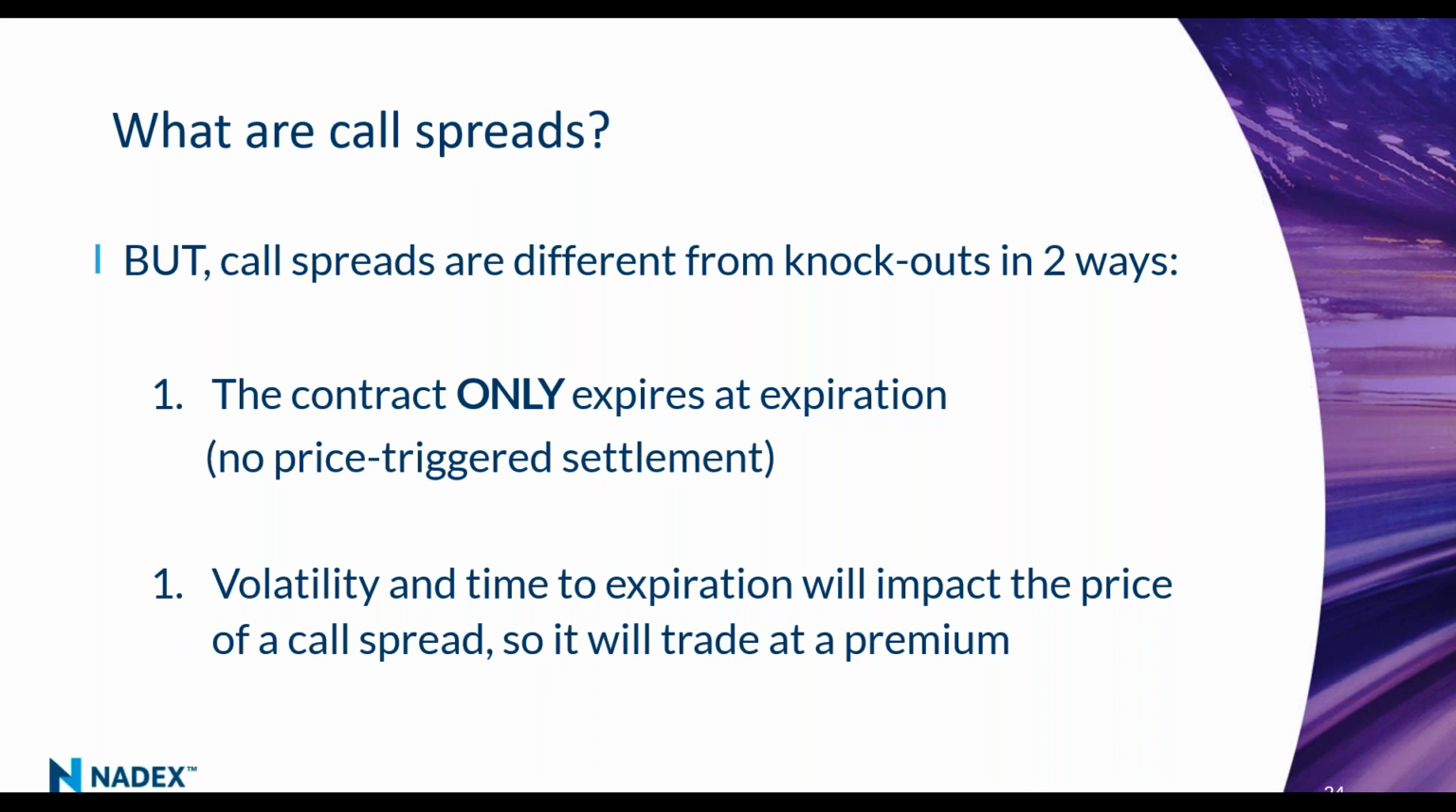So when you trade a knockout, it is a Delta 1 product. It is going to move directly in line with the underlying. The price of a call spread will be impacted by volatility as well as time to expiration. In a very low volatile environment, very close to expiration, a knockout and a call spread will be pretty much identical. But early in the week, because there's a lot of time, that call spread is going to have some premium in it. And if it's really volatile, there'll be more premium in it. So that will impact the price of a call spread.